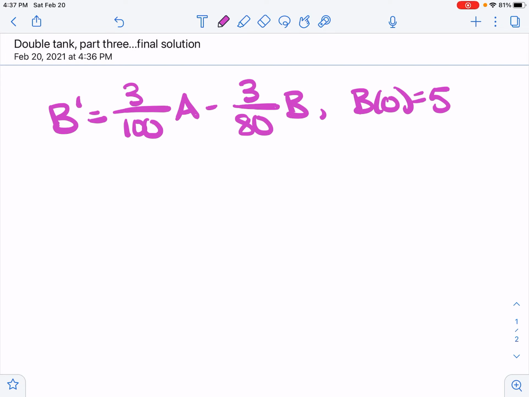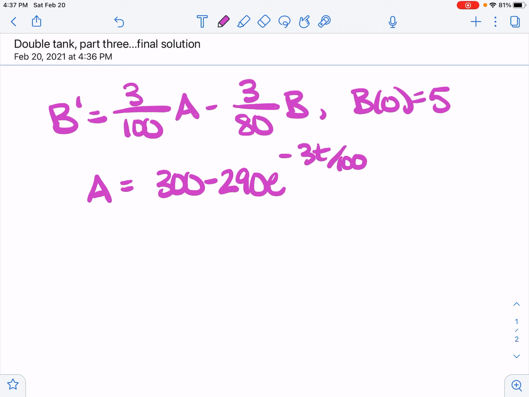Okay, here's our final part of the solution. We found a solution for A. Now we have to find a solution for B. Now we're going to use the fact that A is 300 minus 290 e to the minus 3t over 100.